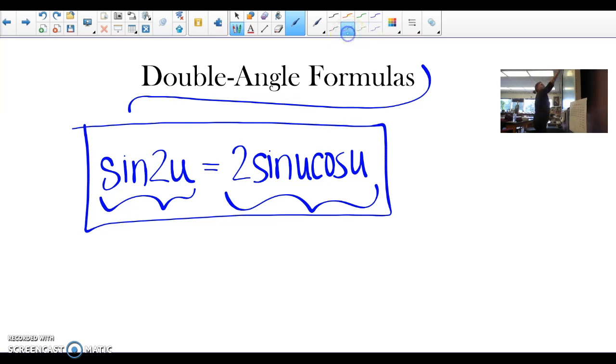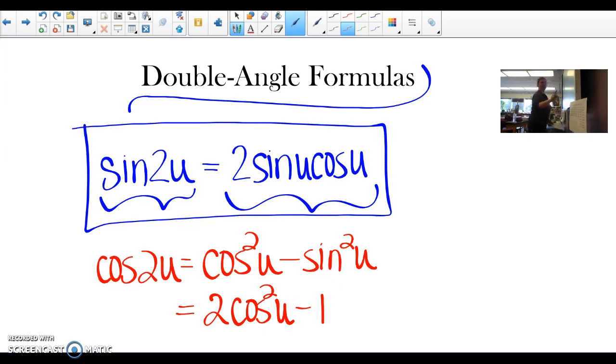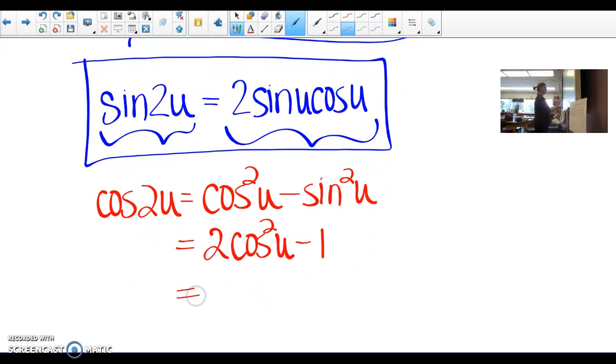The second one that I'm going to write down is the cosine of 2u. Now the cosine has a few different identities that we can use. One of them is cosine squared u minus sine squared u. It can also be written as 2 cosine squared u minus 1. I want you to think about how these can all be derived from one another. And then 1 minus 2 sine squared u.